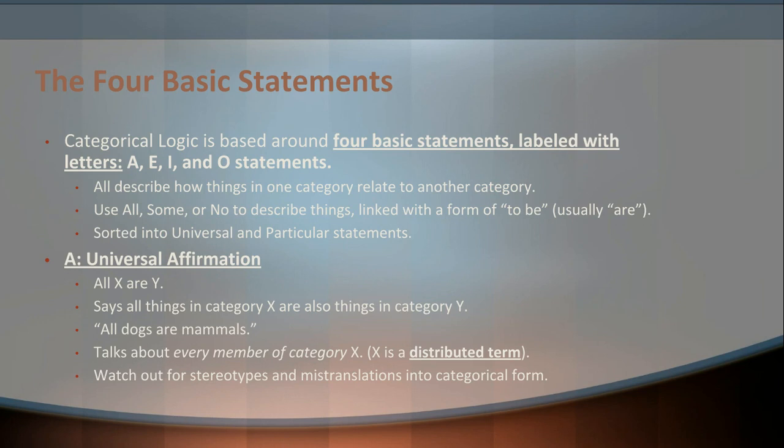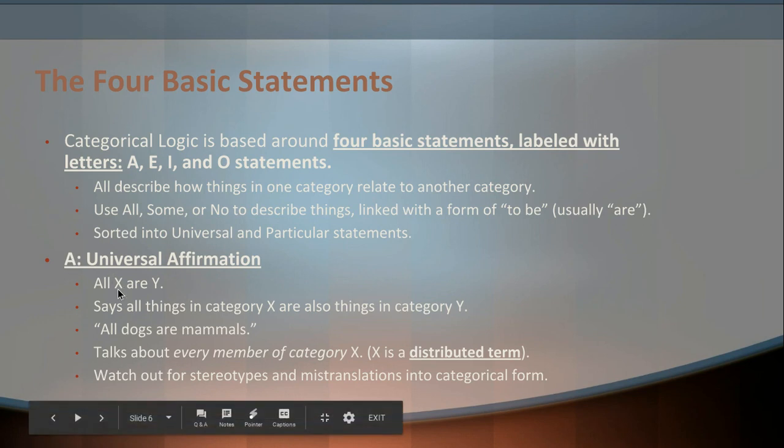Or to add a new vocab term to all of this, that first term, the subject term in this sentence, is what we call a distributed term. The things that we're saying about X are distributed across the entire category. And this is something that we will rely on quite a bit when we get to the second half of this unit, so it's worth taking note of this. A statements distribute that first term, the X, in our formula here.